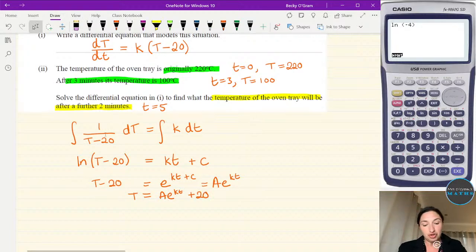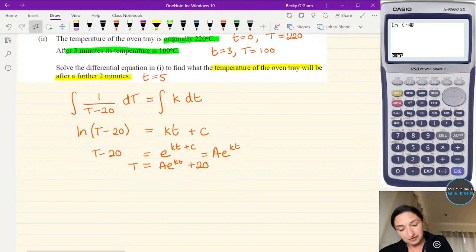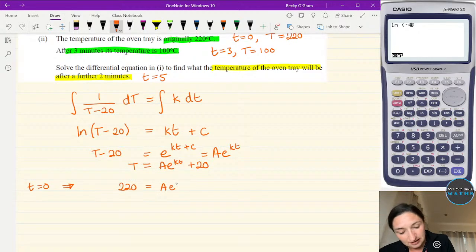Okay, now we've got two constants we don't know. We've got the A and we've got the k, but we've also got two sets of information that we can use to work it out. So from the first one, when t is 0, we get the temperature was 220, A e to the 0 plus 20. Well, e to the 0 is 1.